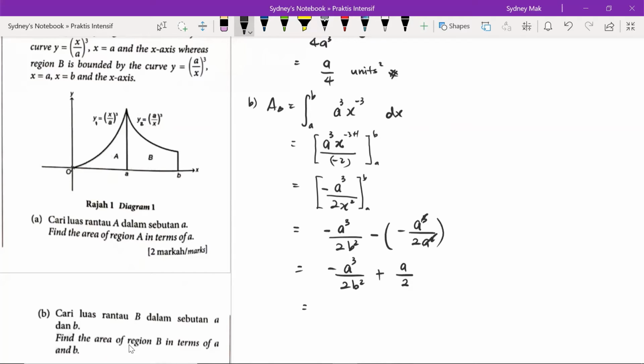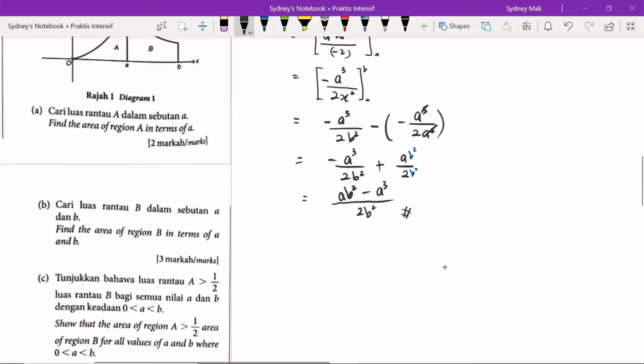Let's find the lowest common multiple. The lowest common multiple is 2b squared. So let's multiply b squared in both numerator and denominator. With the common denominator 2b squared, we have ab squared minus a cubed. Therefore, the area of B is given by this: ab squared minus a cubed over 2b squared.